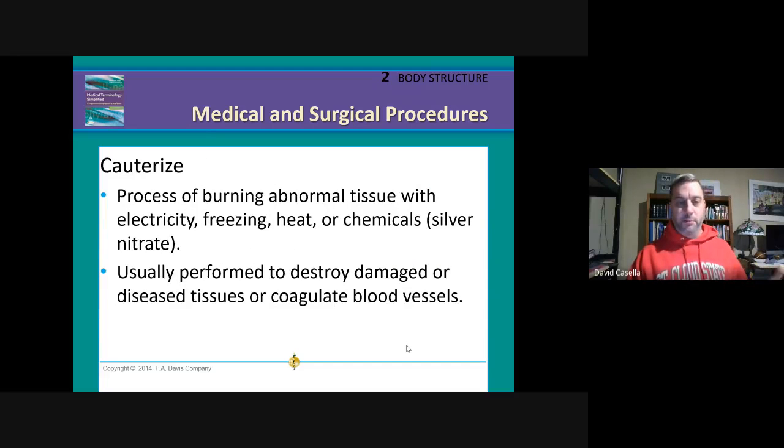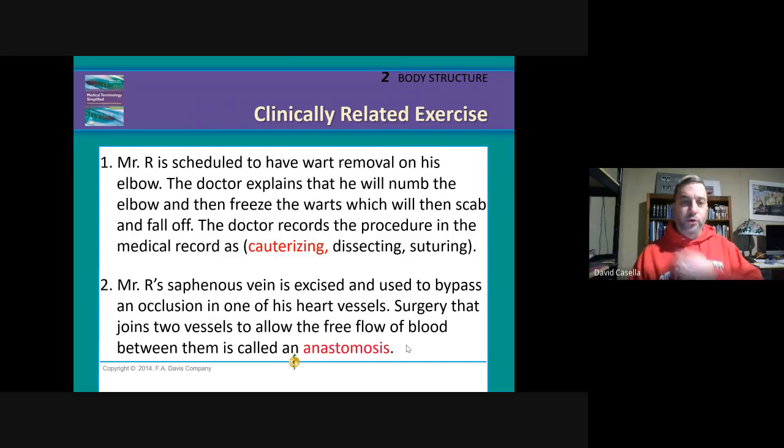Cauterize is to burn. You can burn with electricity, you can freeze, you can use heat or chemicals to cauterize, and a lot of times it's used to stop bleeding or get rid of diseased tissues. They'll cauterize a wart, they'll cauterize a nose that's bleeding to close a vessel. So you can read through, and there'll be a couple where they'll give you a sentence in context, and you have to guess what the words are here.